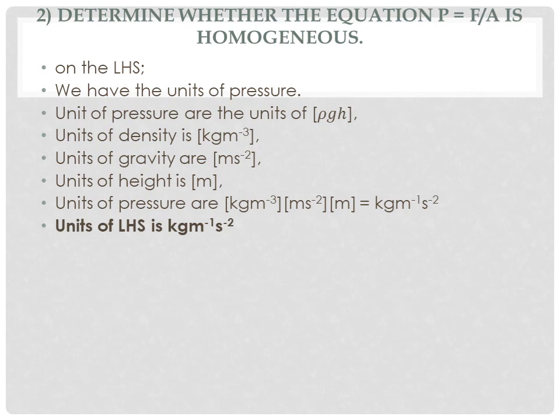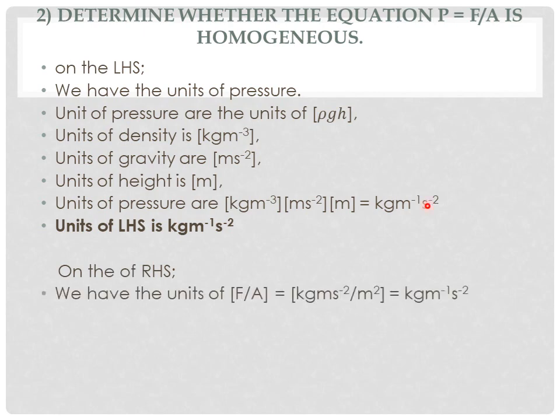On the left-hand side, the unit is kilogram meter minus 1 and second minus 2. On the right-hand side, what do we have? We will be looking for the unit of F on A. What's the unit of F? F is force, so kilogram meter per second square, divided by area, meter square.